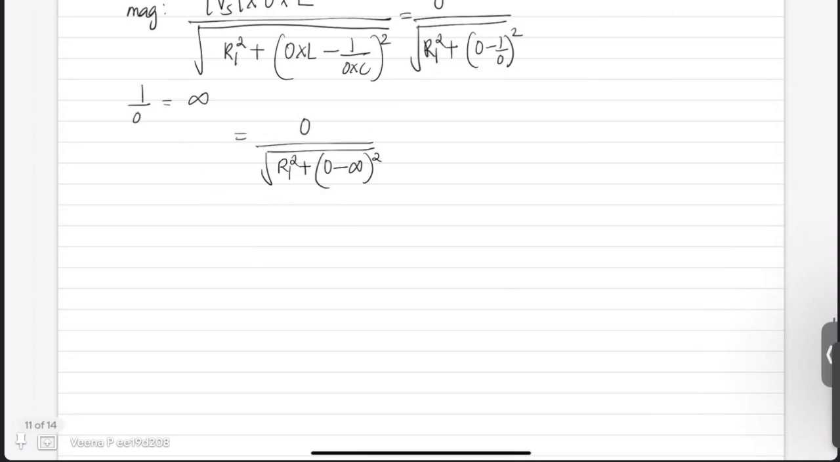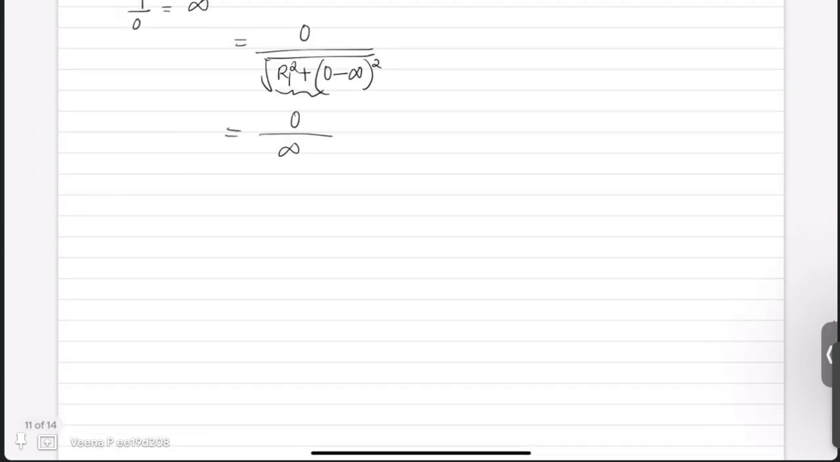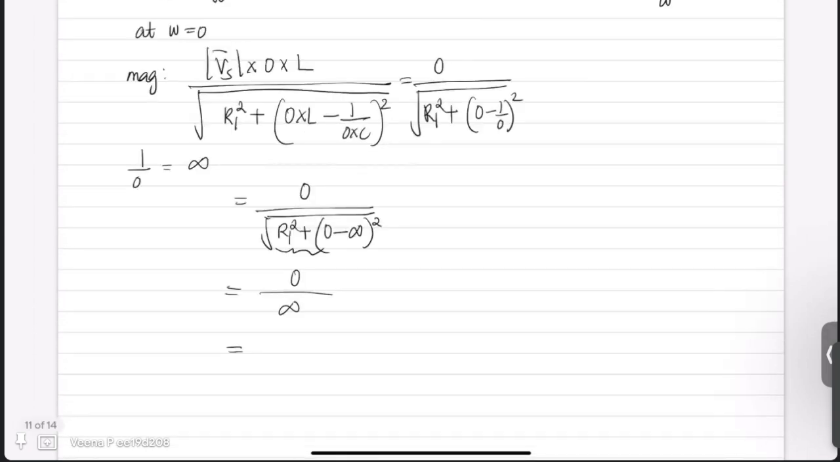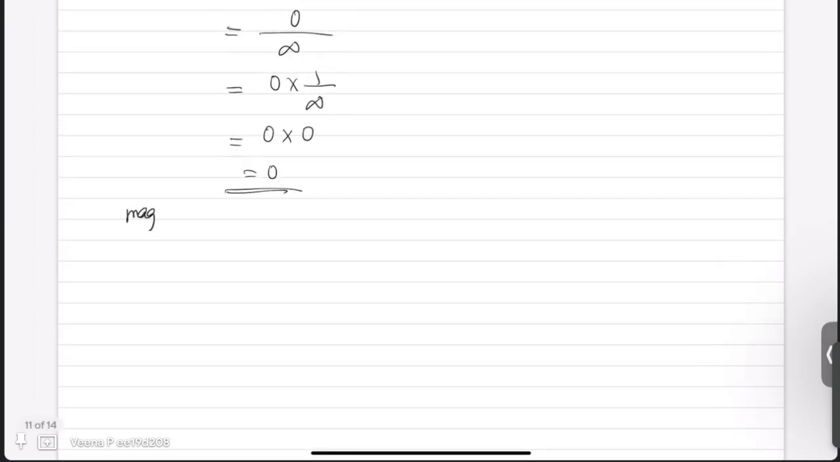Now if infinity is there in the denominator, the other terms don't matter. So it is 0 by infinity itself. Infinity square is again infinity. Now this is nothing but 0 into 1 by infinity. Now what is 1 by infinity? Again 0. So this is 0 times 0, or 0. So the magnitude at omega equal to 0 is 0.